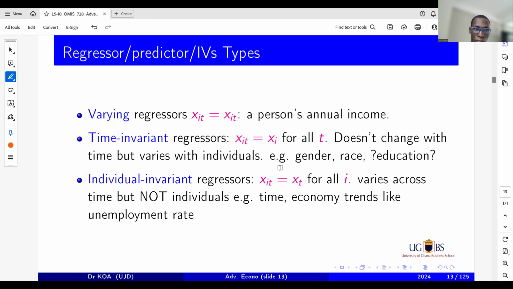So suppose you are assessing the performance of some banks. Because all of the banks are located in one economy, in a country, the banks are the individuals. So that inflation is not changing across different banks. The inflation is changing over time, but it's fixed across individual banks. That's a typical example of individual invariant or time varying regressors. I'm sure you get the point.